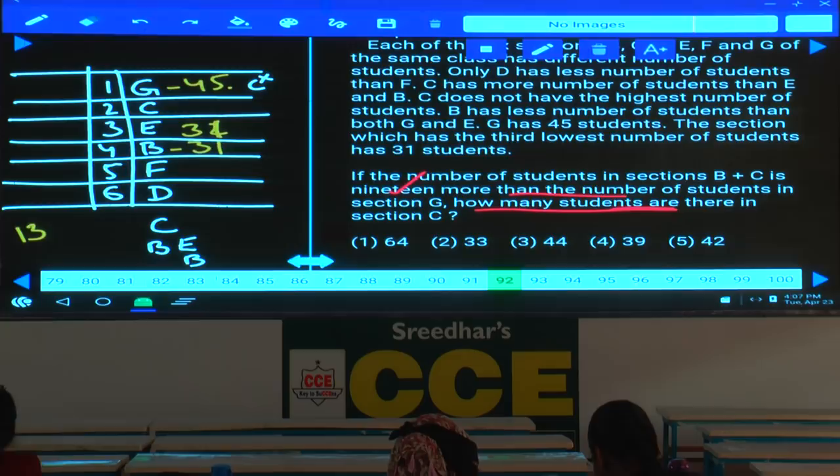There are two different answers to this one, 2 as well as 5. Both these two are correct.